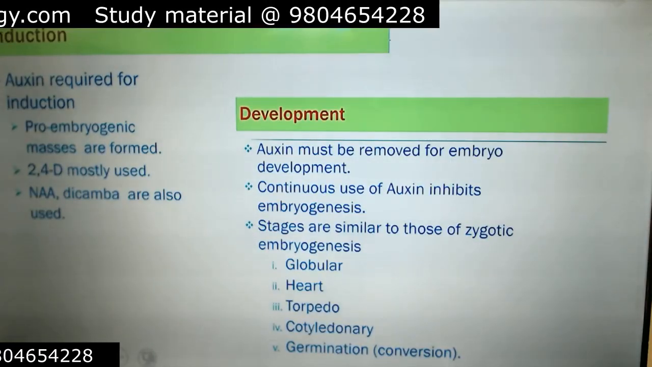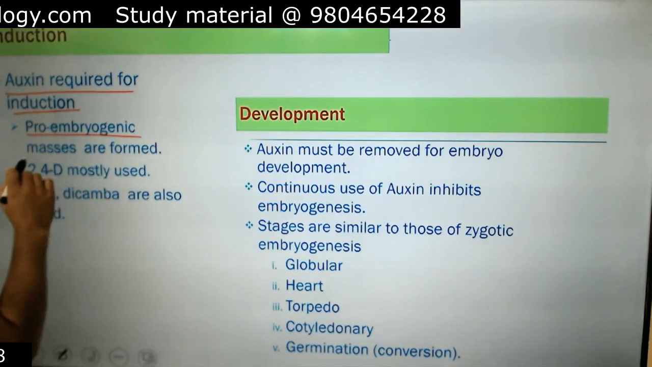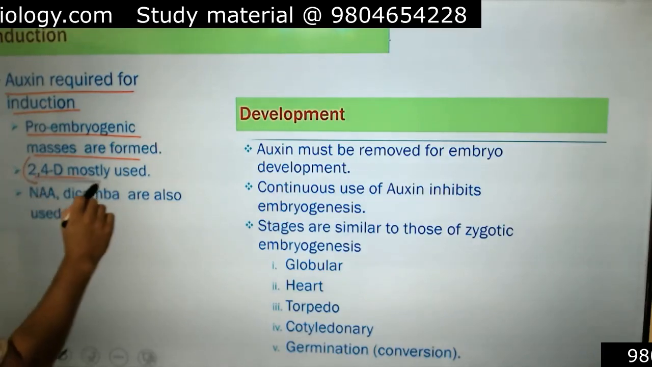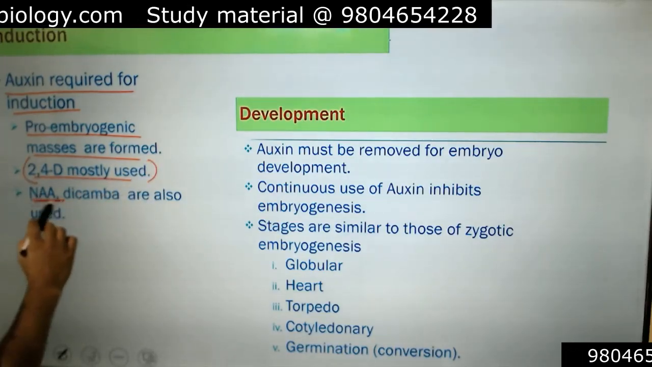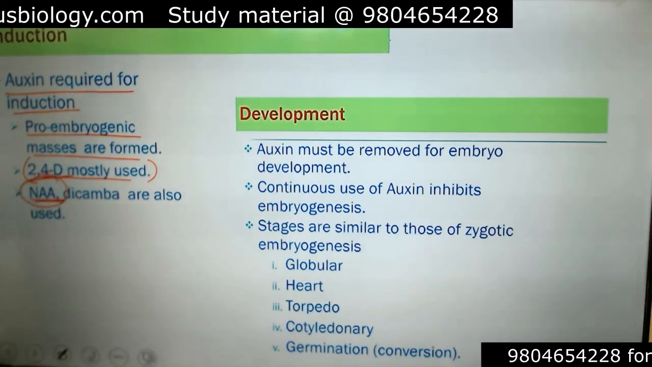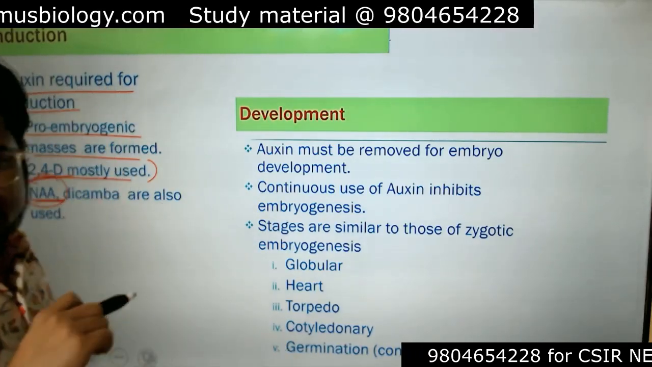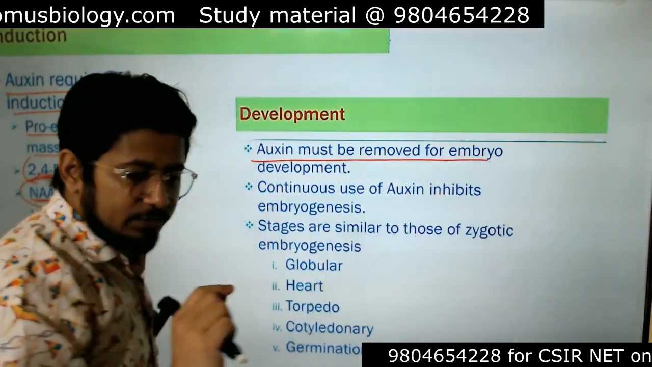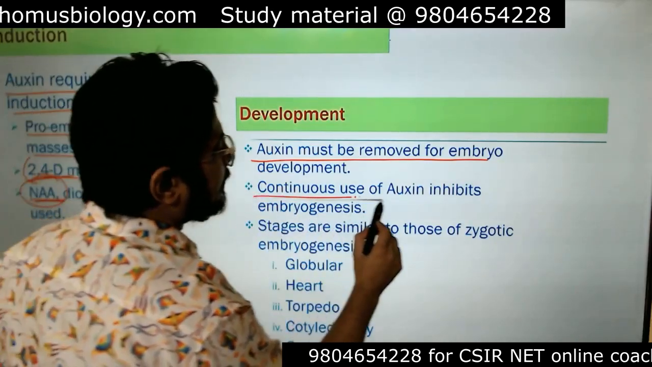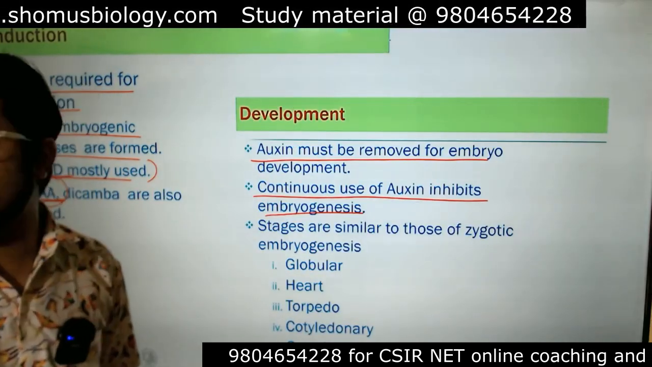So what is the induction? Auxin is required for the induction, known as pro-embryogenic masses, that are formed right after auxin induction. And generally we use 2,4-D and NAA. Okay, 2,4-D or NAA, whichever one, a synthetic form of auxin that we can use. And right after the induction, auxin needs to be removed. So auxin is only needed for induction, a little amount, then auxin should be removed. Continuous exposure to auxin inhibits embryogenesis. Instead, it will start forming root and shoot and make the plant.